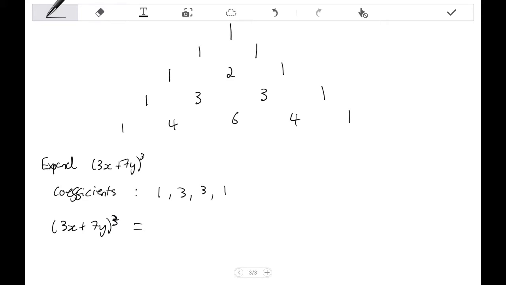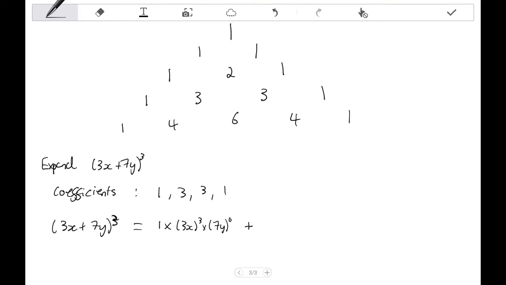Because all we need to do is write these coefficients, so it'll be a 1 here, times... okay? Now this is the bit that you just have to know how to do, so pay attention. You take the first term and raise it to the full power to start with: 3x cubed, and then the second term will be raised to the power of 0. You'll see why I've written it like this, because obviously 7y to the power of 0 is just 1, so technically we don't need it, but you'll see why in a minute. Okay, that's the first term.